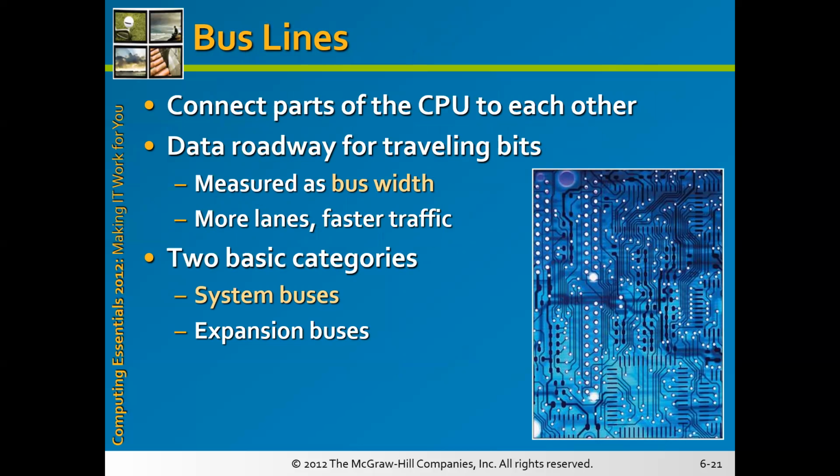Bus lines. Bus lines provide data pathways that connect various system components. A bus line is also called a bus. It is a pathway for bits representing data and instructions. Every computer has two basic categories of buses. The system bus connects the CPU to memory on the system board. The expansion bus connects the CPU to slots on the system board.